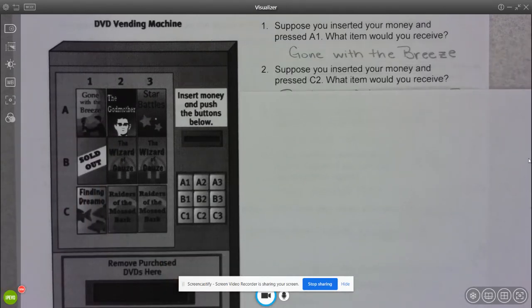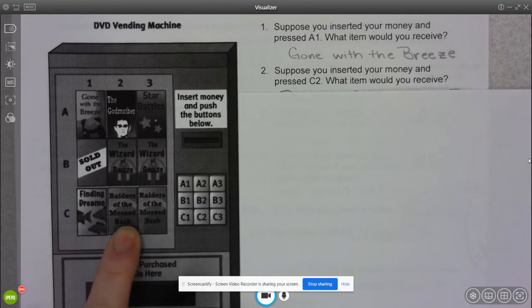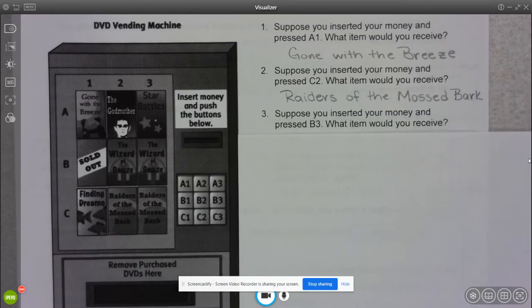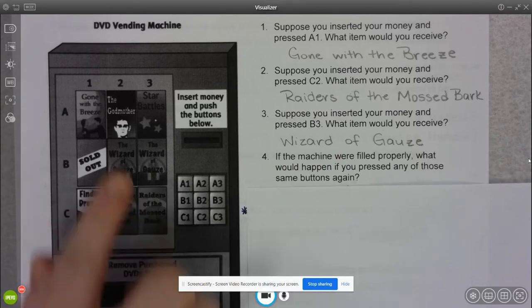Same thing if I hit the button C2. Well, C2 is right here, C2 is right here. So that would be Raiders of the Lost Ark. And then same with B3, that would be The Wizard of Oz, just based on where they are in the vending machine.